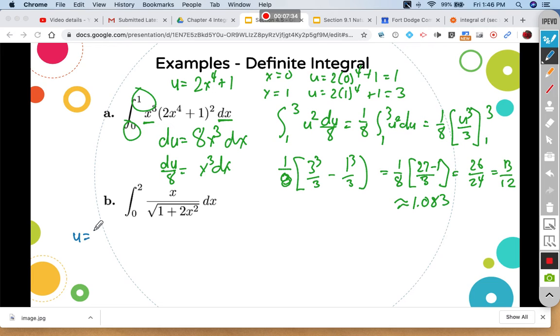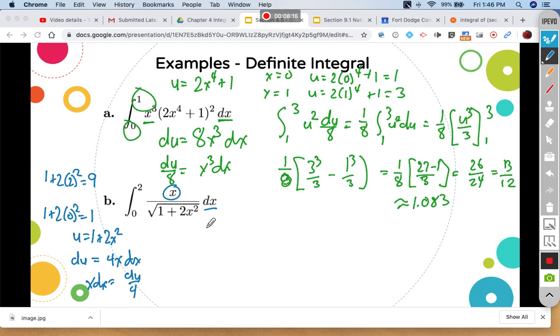I'm going to say u is 1 plus 2x squared. So du is going to be 4x dx. And here's my x dx. So x dx is going to be du over 4. I'm going to come along with my limits of integration. At 0, I have 1 plus 2 times 0 squared, which is 1. At 2, I have 1 plus 2 times 2 squared: 4, 8, 9, which is 9.